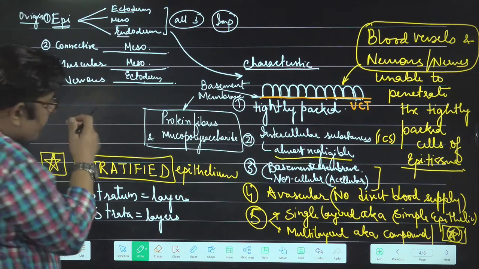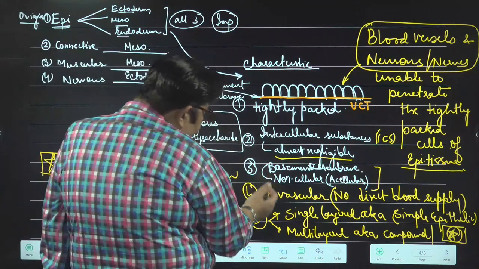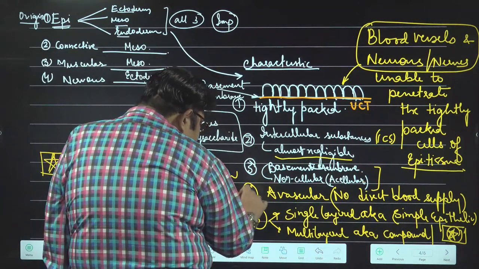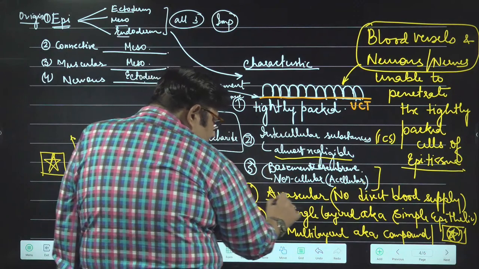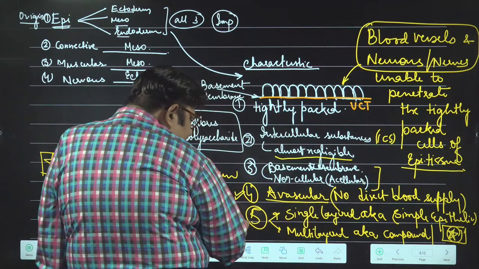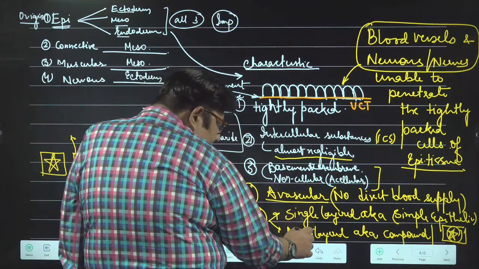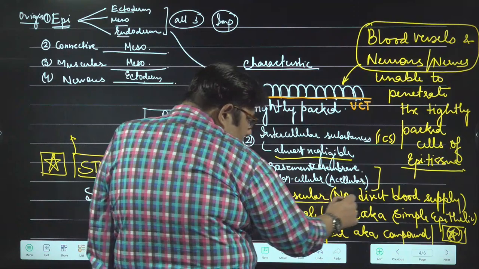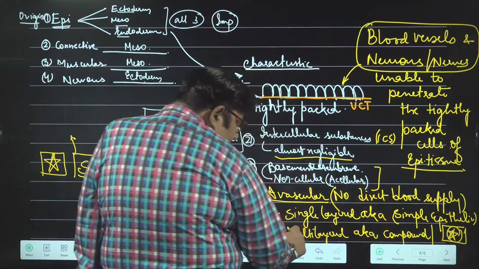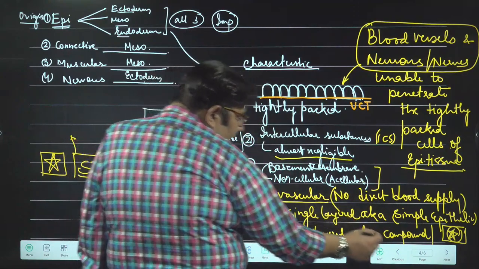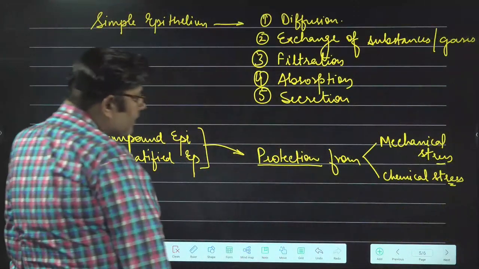Let me continue. In this one, yes, a very important point is that this tissue is avascular. There is no personal blood supply. And the tissue can be single-layered or multi-layered. If it is single-layered, we can call it a simple epithelial tissue. And if it is multi-layered, we can call it a compound epithelial tissue or compound epithelium.